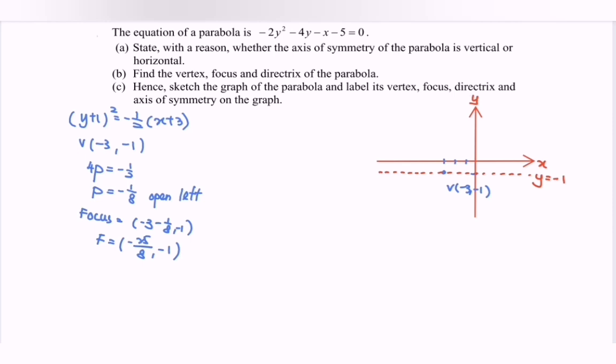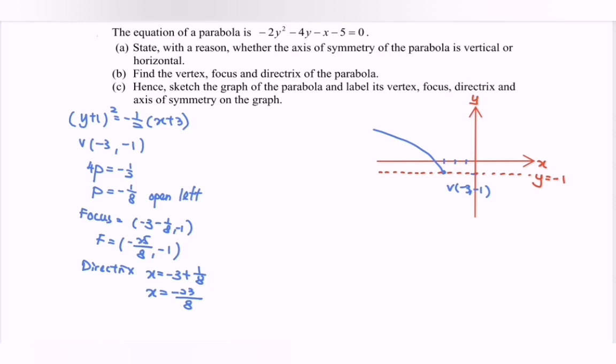Continue. Next is to find the directrix. So again, for the directrix, x will be equal to negative 3 and then plus 1 over 8. So x will be equal to negative 23 over 8. Focus on the p, we have negative 1 over 8, so it opens towards the left.